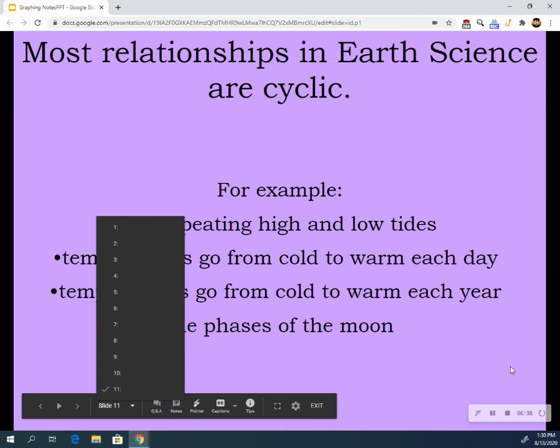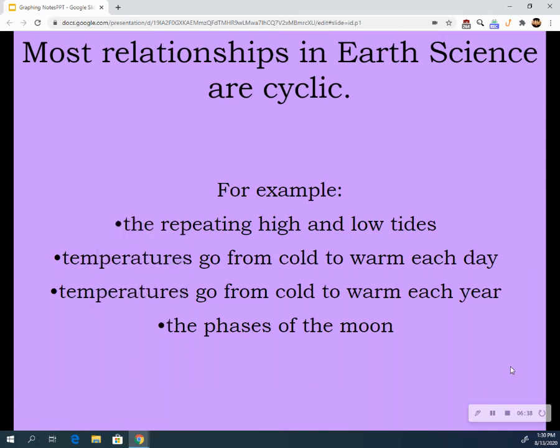So remember, y-axis is your dependent, x-axis is your independent.